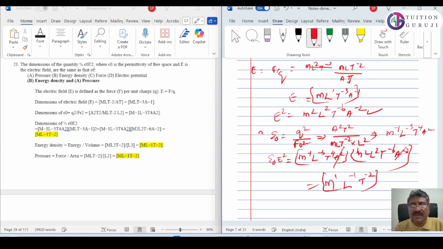Okay, so we are getting half of epsilon 0 E square. Half we will not consider since this is a constant. The epsilon 0 E square only we will consider. So this is what we wanted to get. This is the dimension factor. Which dimension will give this? Pressure. Let us see pressure.